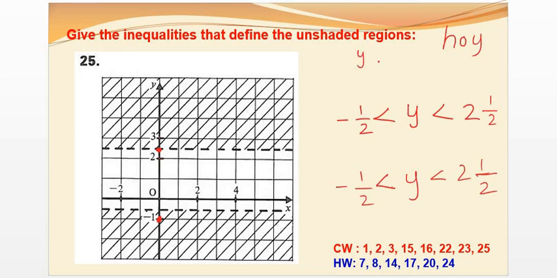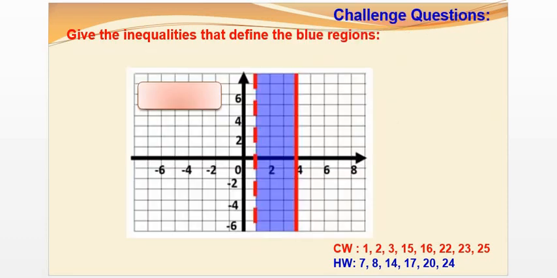Or simply you can say I have to write y in between -1 out of 2 and 2.5, because the upper limit we always have to write on the right side, and the lower limit we always have to write on the left side. These symbols will go. Okay, y is not equal to, because these are dotted lines. Clear? Now here is a challenge question for you.